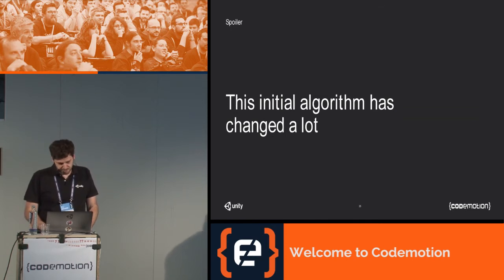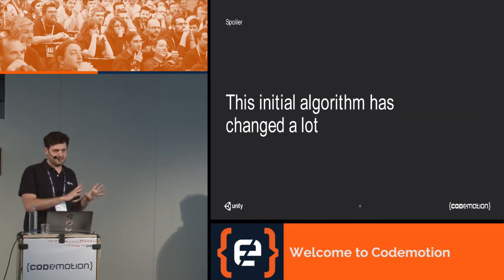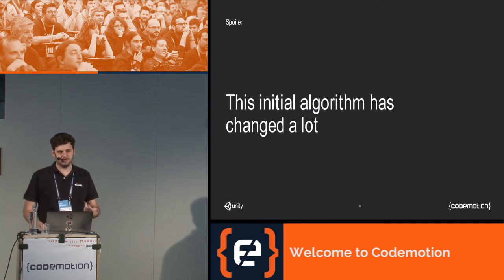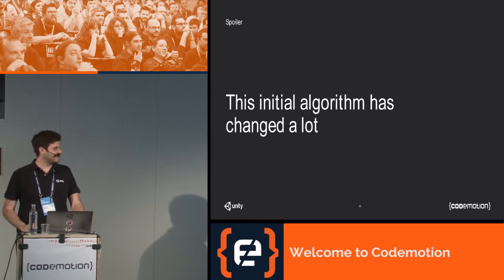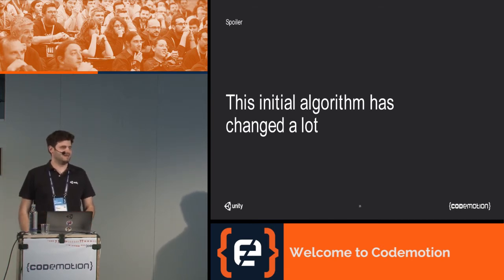I have to say, of course, that from that beginning, the initial algorithm has changed a lot in time. So the algorithm that we have today in the demo is quite different. Some of the initial ideas that we had were completely wrong. There are a lot of assumptions that you make in the beginning, and then you have to test them, and that will change the algorithm quite a lot.